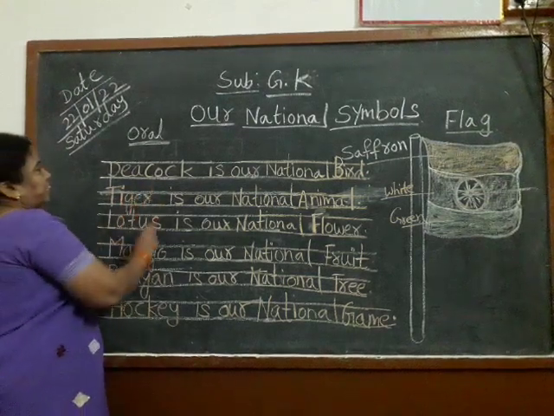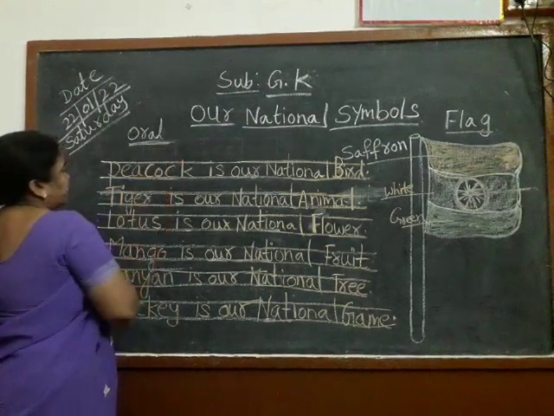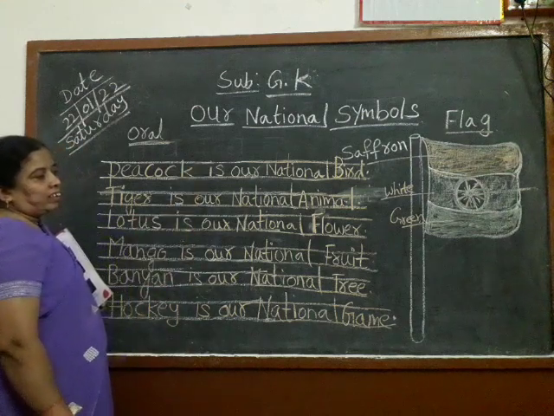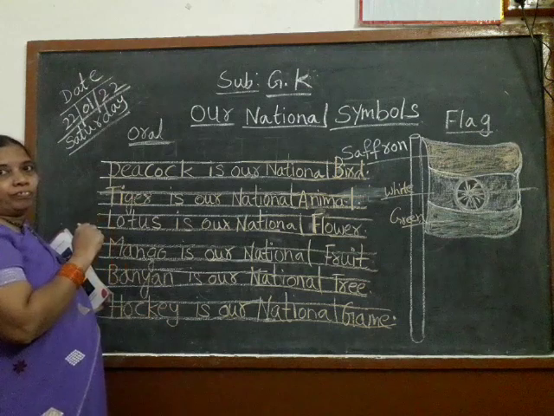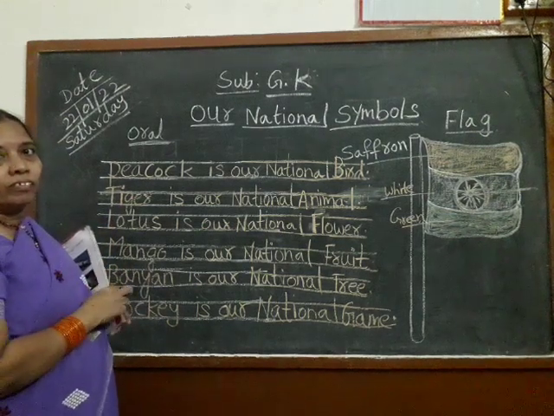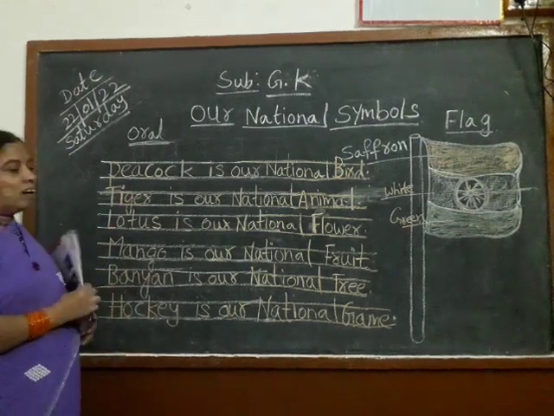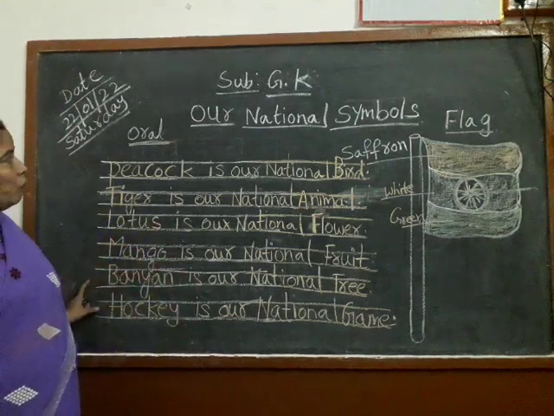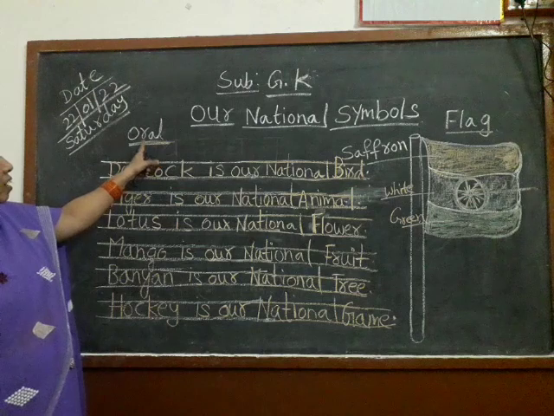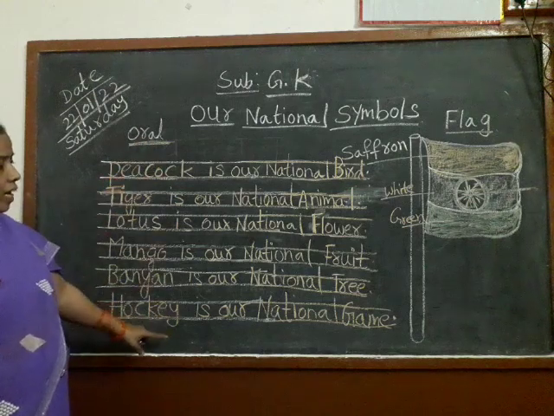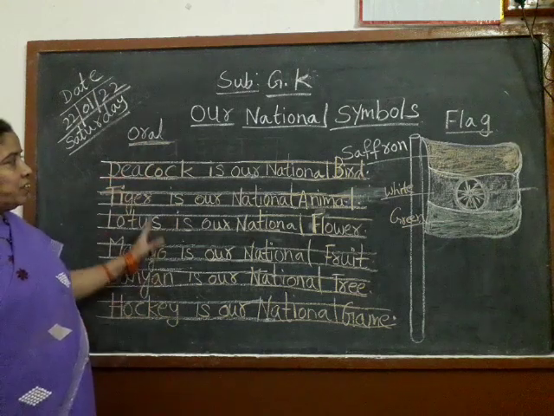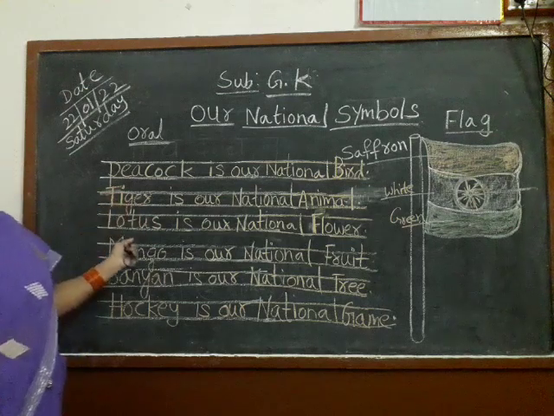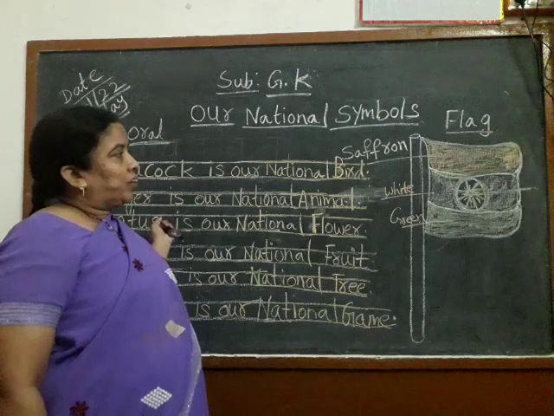Only you have to read, don't write this one. Okay, children? GK, oral questions, these all. Only write one time. These all are oral, children. I wrote here. See here. ORL, oral. These are oral. Okay, children, you have to read only. GK questions, these are all. Don't write in the book. Okay?